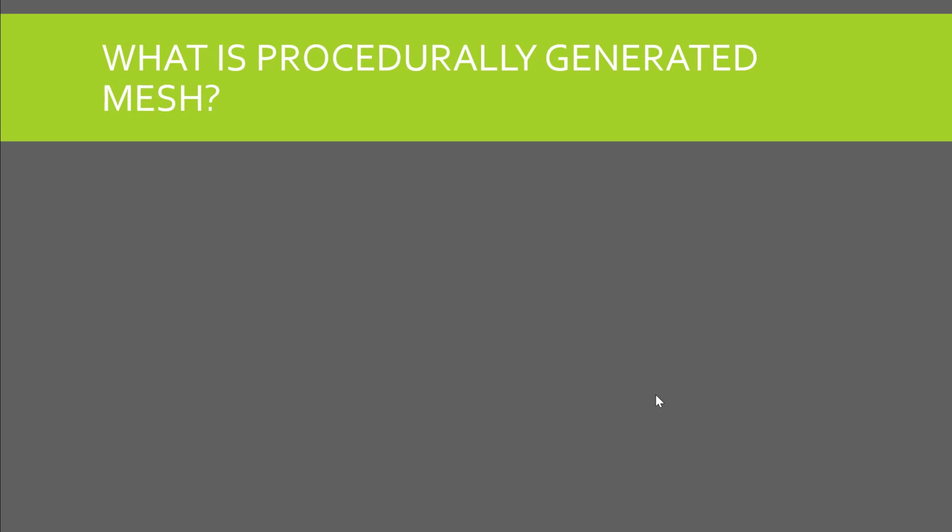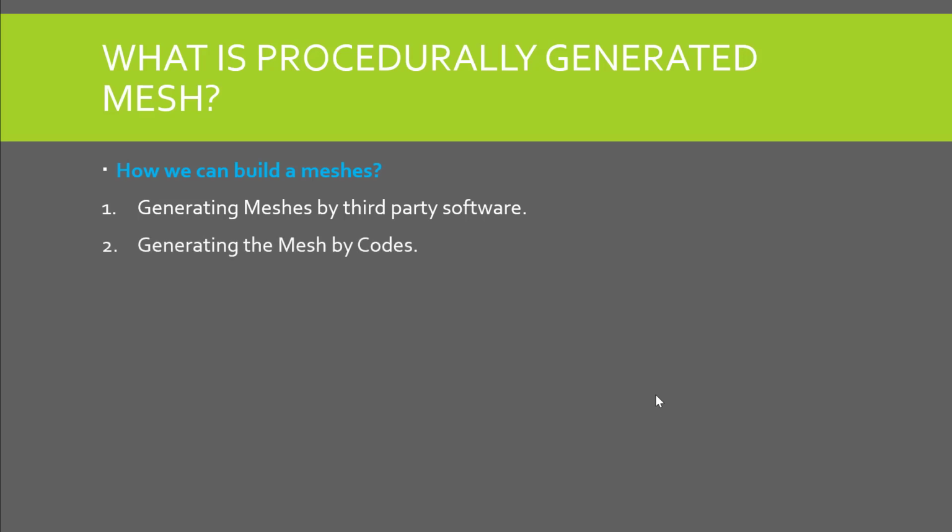So what is a procedurally generated mesh? Before we answer this question, we need to ask: how can we build a mesh in Unity? There are three ways to build a mesh. First, we can generate the mesh with third-party software like Maya, 3D Max, or Blender. This is one solution. The second solution is generating it by code. This means we are going to build the mesh from A to Z using C# code in Unity. And this is what we are talking about, what we call a procedurally generated mesh.